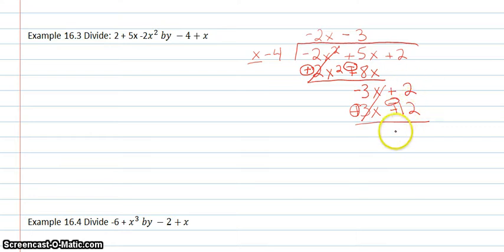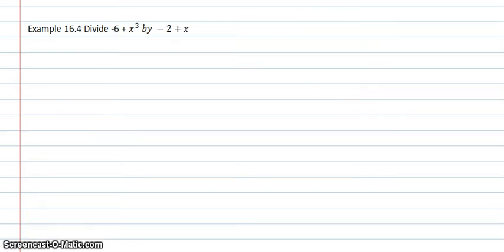And then here I'll have a negative 10. And that negative 10 doesn't have an x anymore, so that's just my remainder. So since it's negative, I'm going to have a minus 10 over x minus 4. And that is my answer when I'm dividing, or my quotient, when I've divided the polynomials.